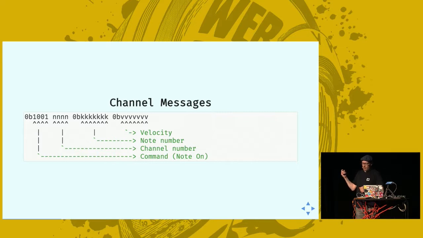The note on message has 2 data bytes. The first one is the note number, and the second one is velocity. Velocity is simple. That's like how fast or how strongly you've pushed the key. So it's a form of adding expression.